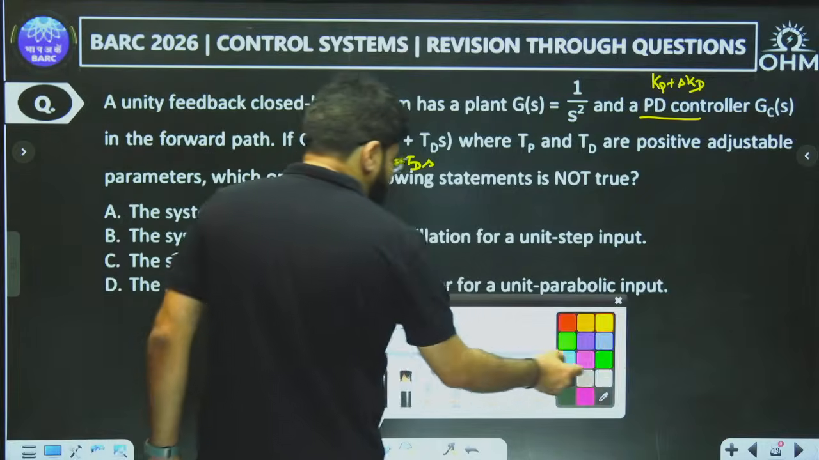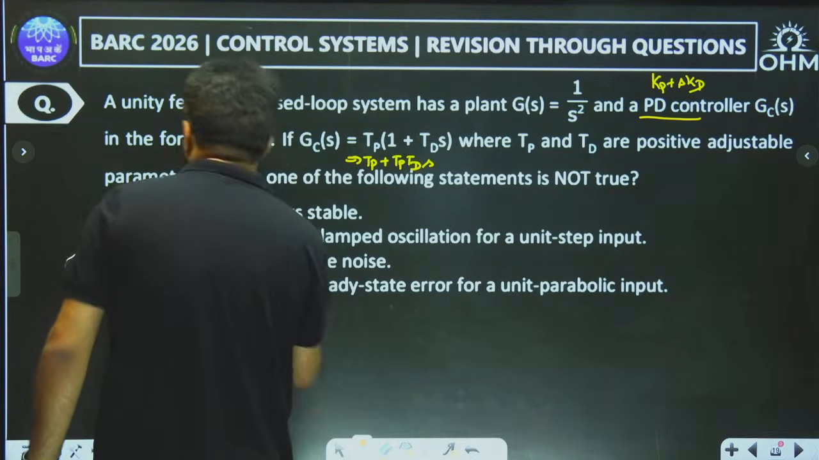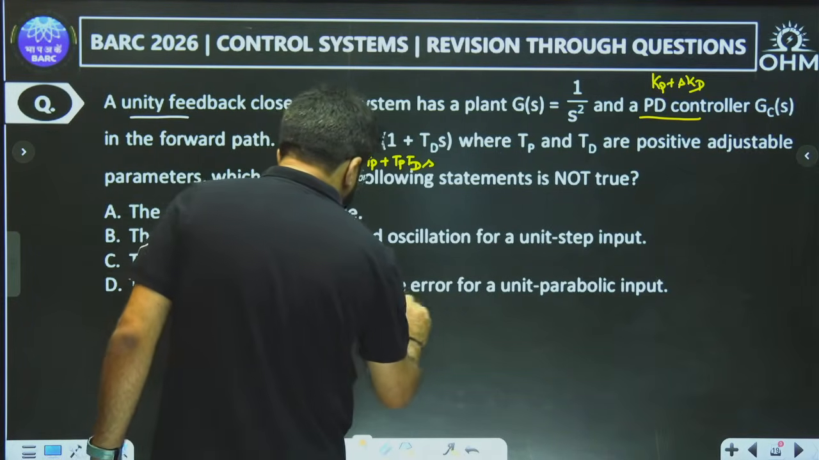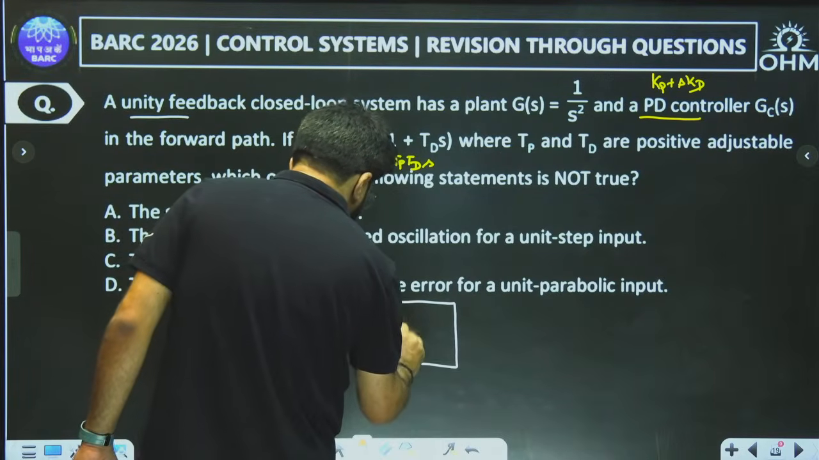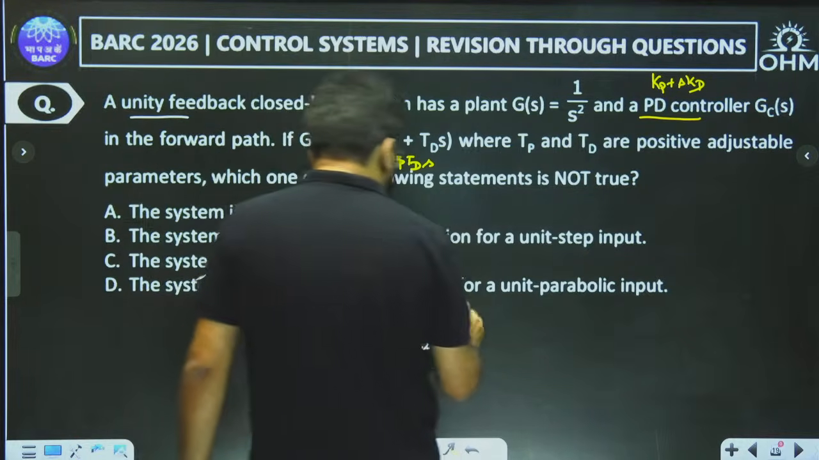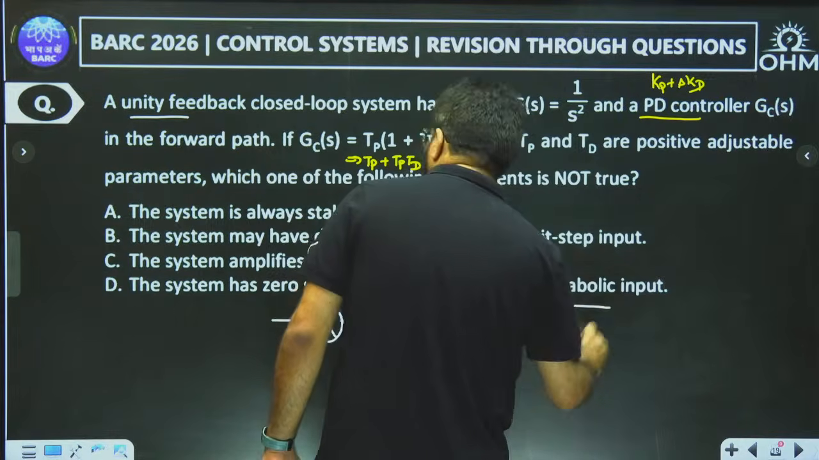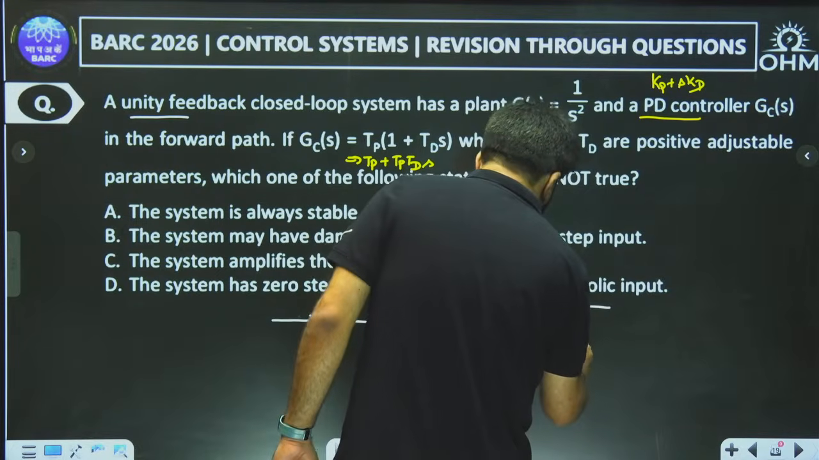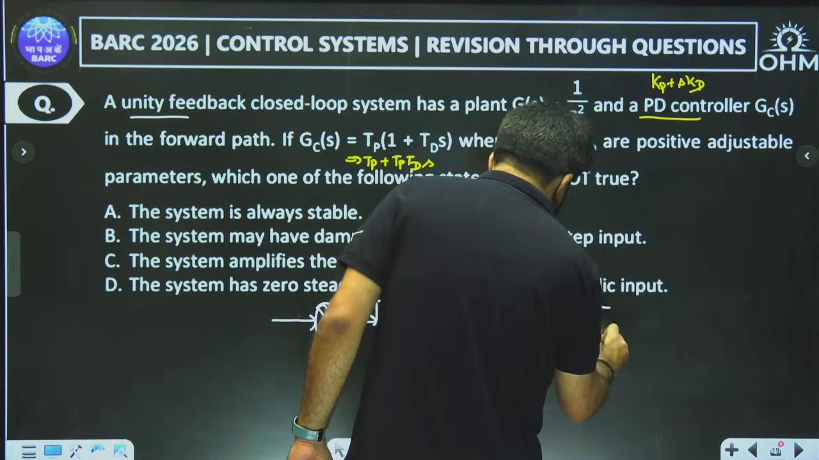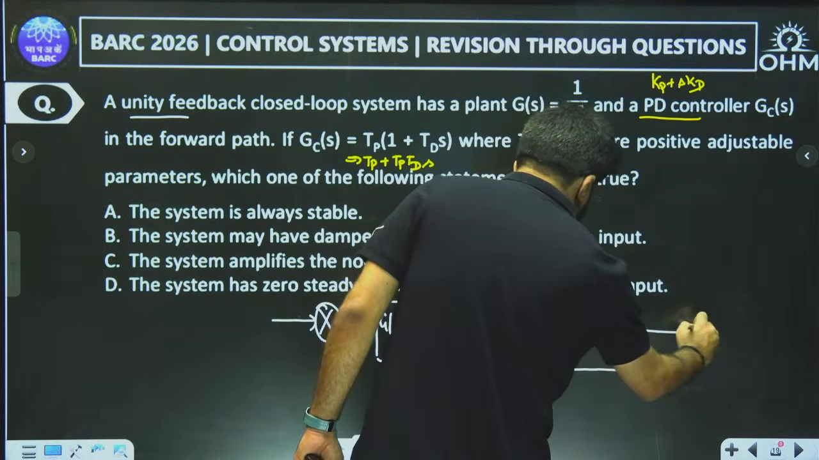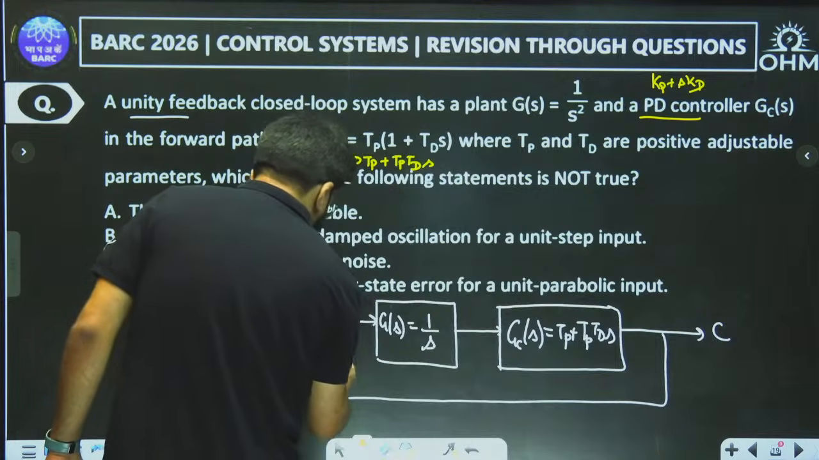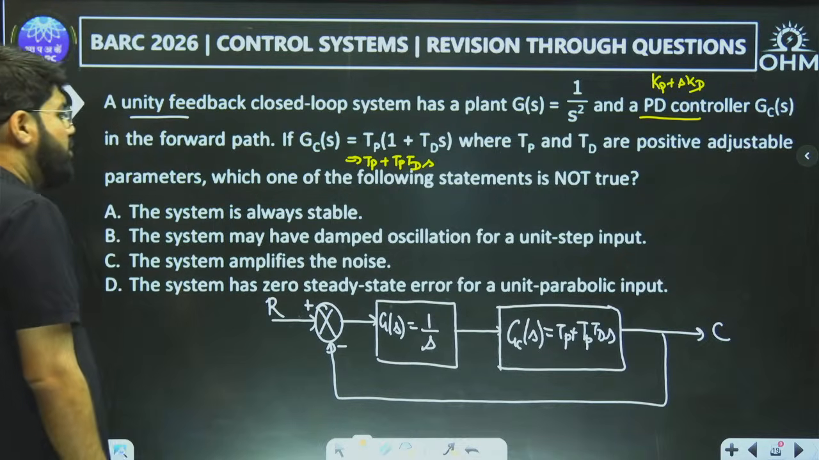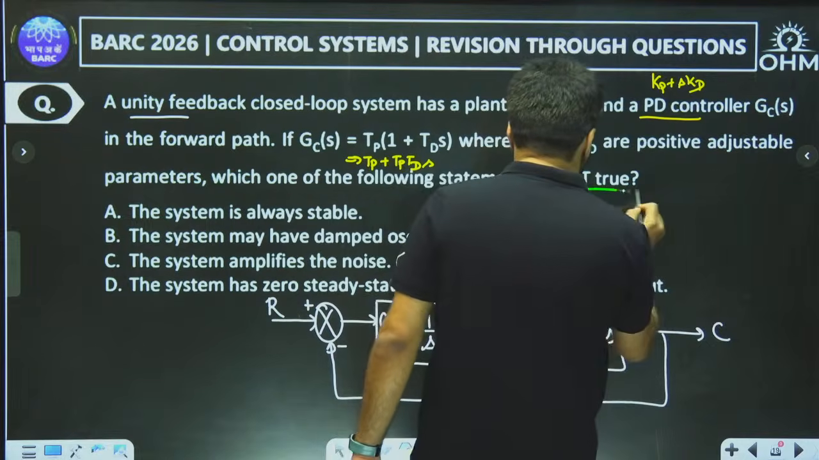So what does the question mean? In the feed forward path, and unity feedback is mentioned, what is there in the feed forward path? A plant is there having the gain 1 by s square. It is to be controlled by a PD controller. The gain of the PD controller Gc(s) is given as Kp plus Kp Td s. This will be connected in unity negative feedback manner. This is what is given. Which of the following statements is not true?